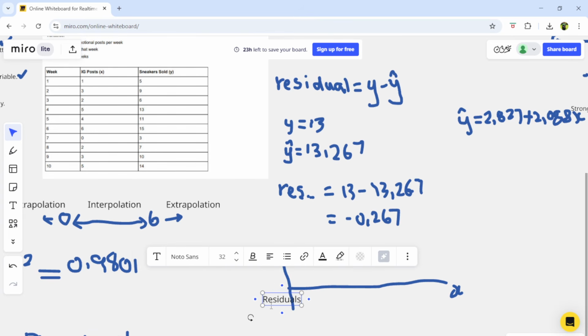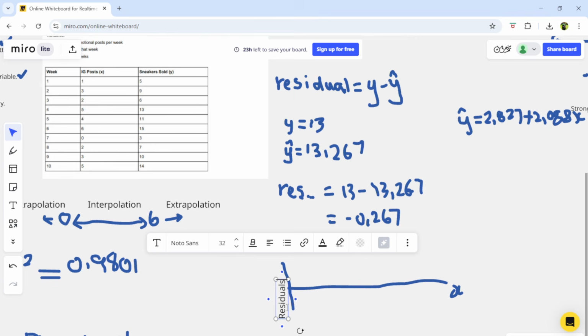Residuals. Let me just rotate this and put it like this. So for a residual plot, I'm just going to make a rough sketch of this. You can find it in your slides. I don't think they'll ask you to do this, but if you want to know this for certain, you can just hit me up.